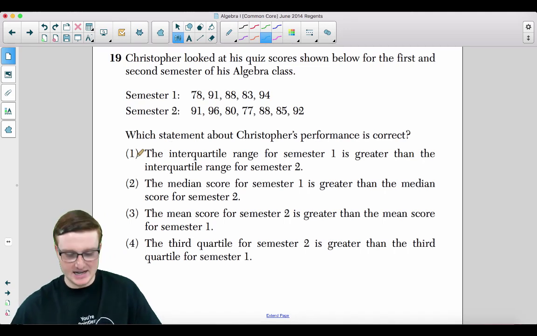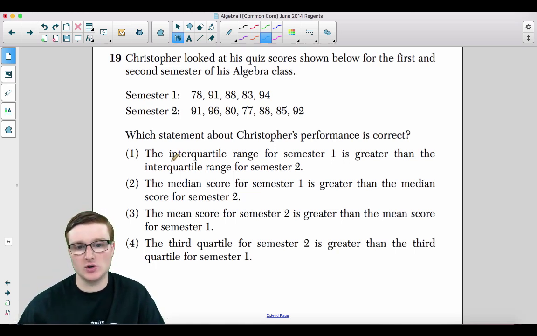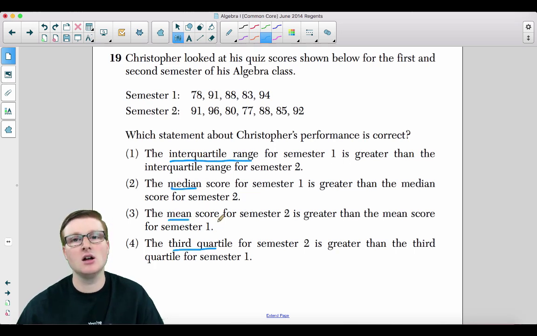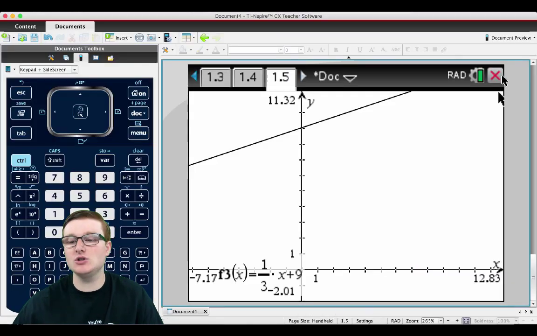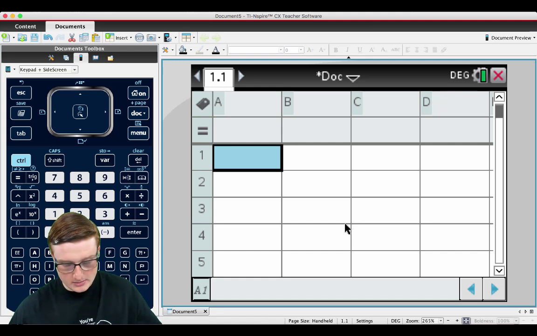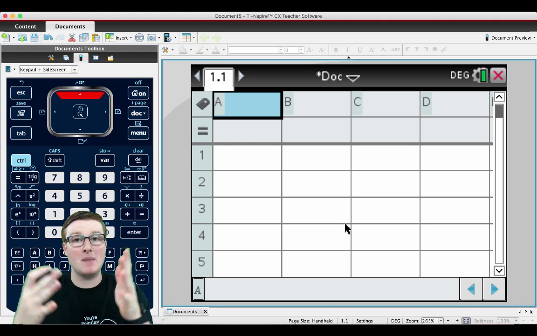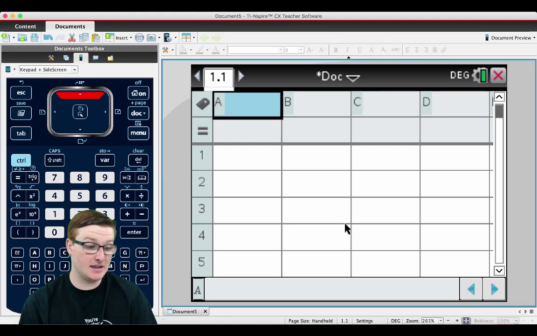Christopher looked at his quiz scores shown below for the first and second semester of his algebra class. Which statement about Christopher's performance is correct? All right, folks. I see in the answer choices interquartile range, median, mean, and the third quartile. You should know that you have to put this in your calculator and get your answer. So what I'm going to do is type my list of numbers into the list and spreadsheets in my calculator.